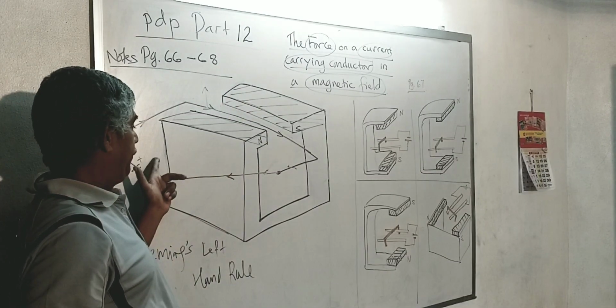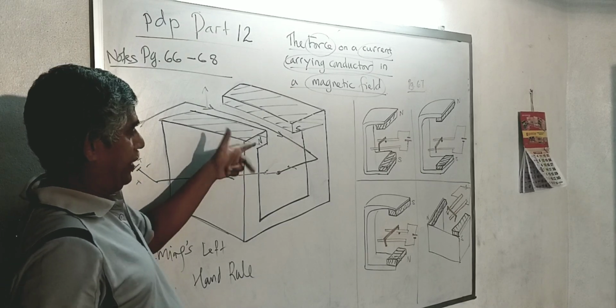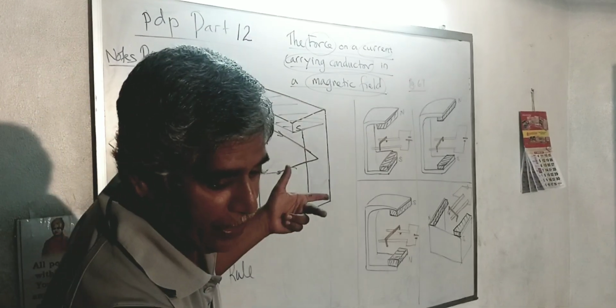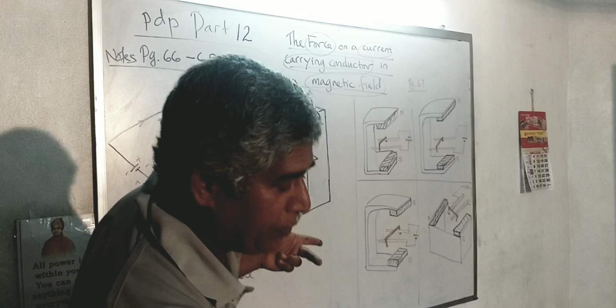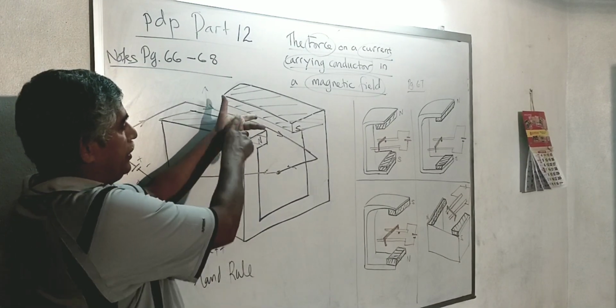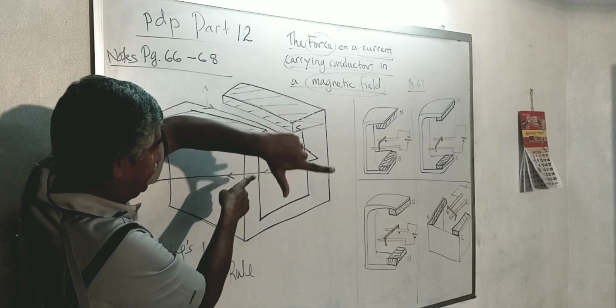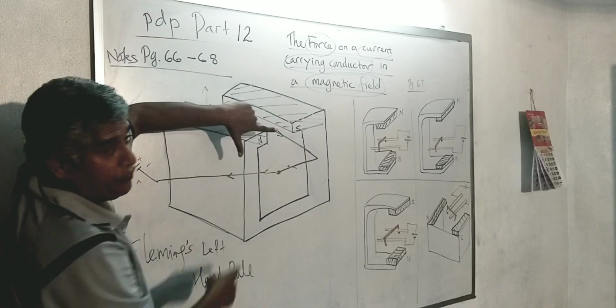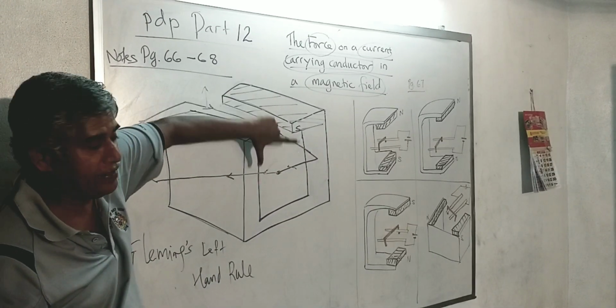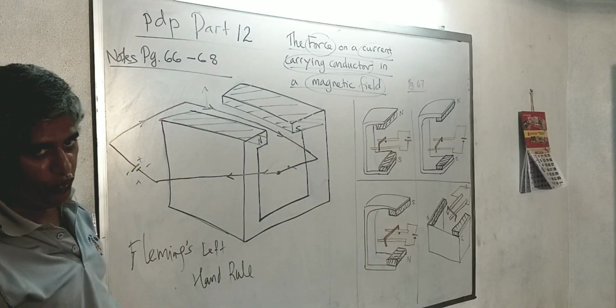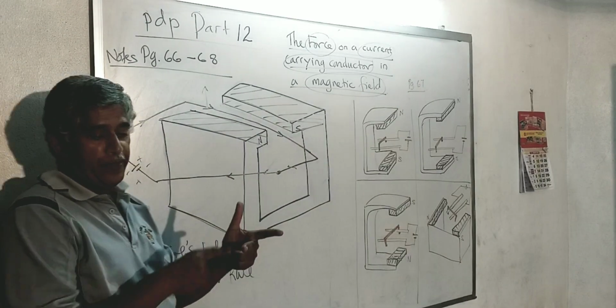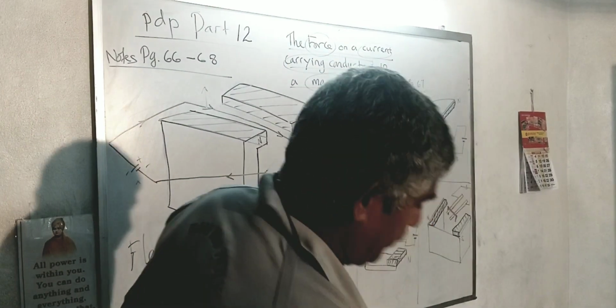If you change the direction of current the other way, what happens? The magnetic field is still there, but I change the direction of current. So the current moves this way, and you'll find that the conductor moves downwards. So all must be perpendicular. It's three dimensional. All must be perpendicular.